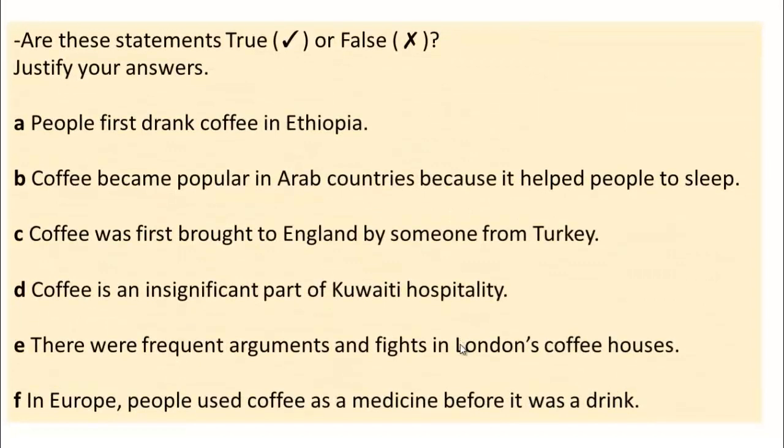Next question: are these statements true or false? And justify your answer. First: people first drank coffee in Ethiopia. Is it true or false? Coffee became popular in Arab countries because it helped people to sleep. Coffee was first brought to England by someone from Turkey. Coffee is an insignificant part of Kuwaiti hospitality. There were frequent arguments and fights in London's coffee houses. And the last: in Europe, people used coffee as a medicine before it was a drink.